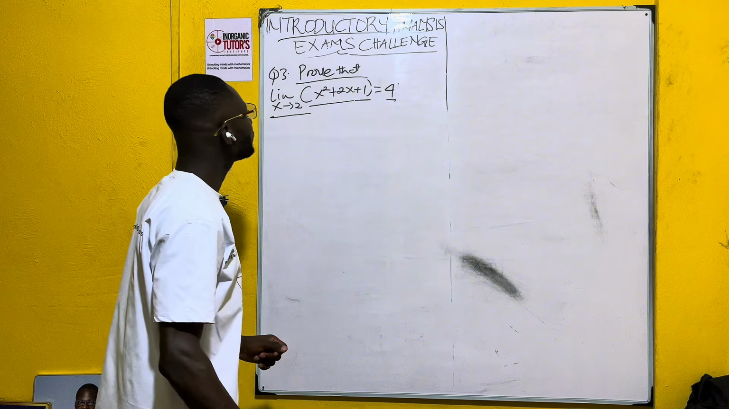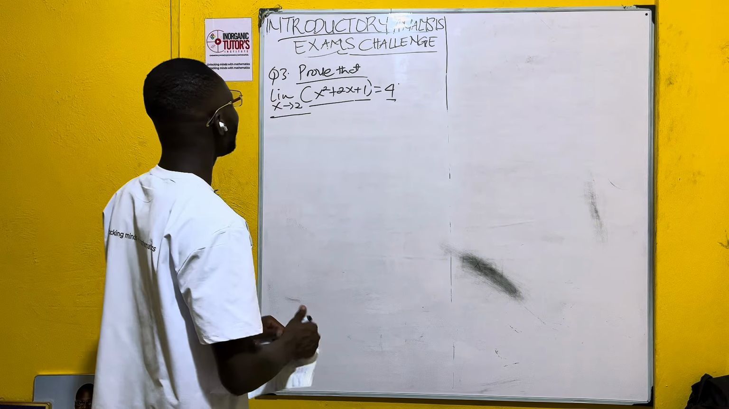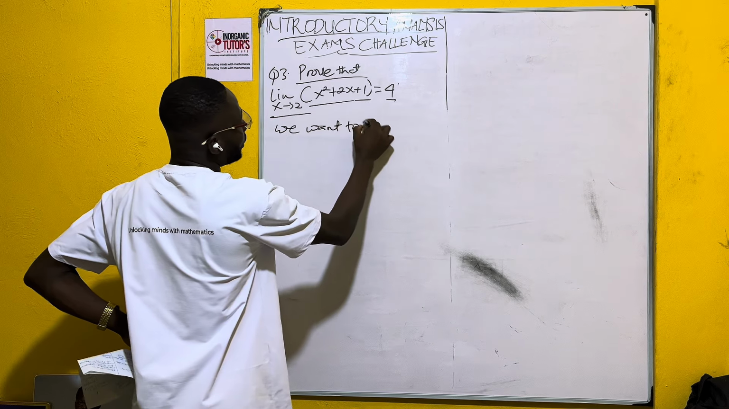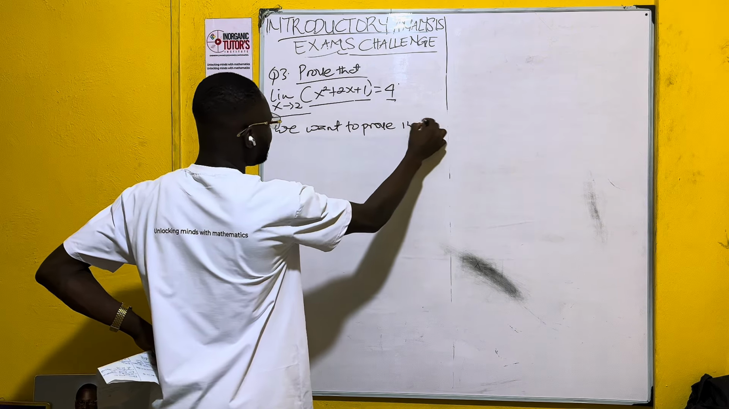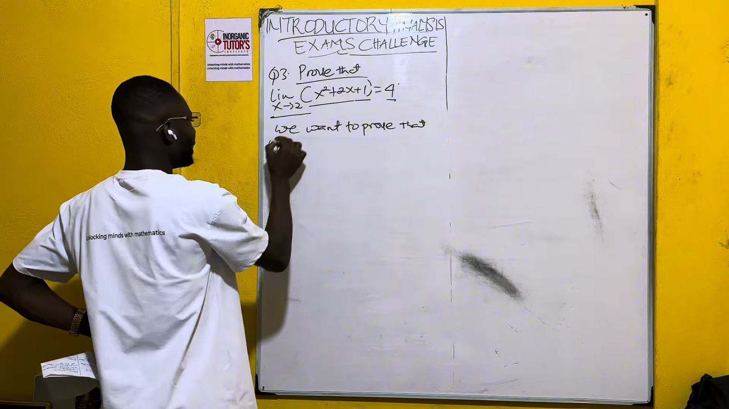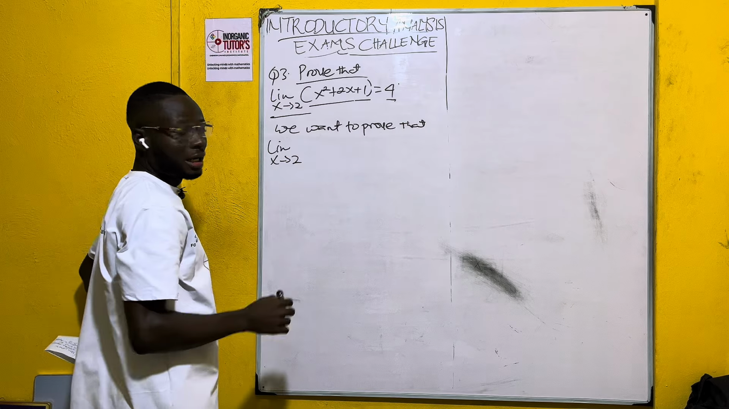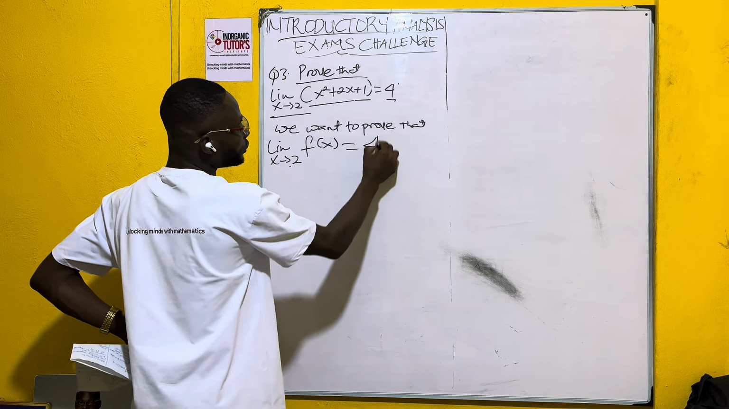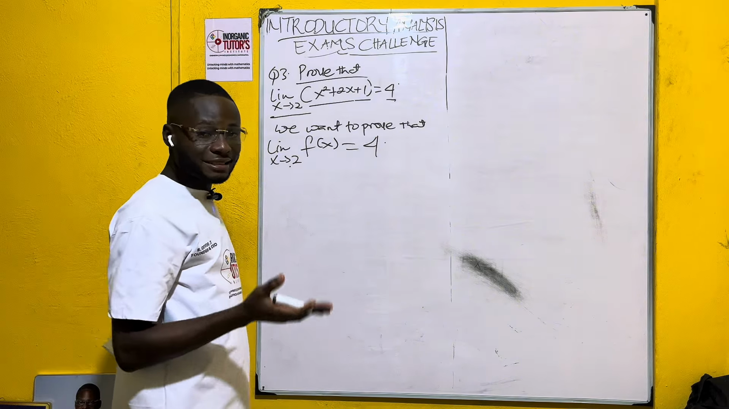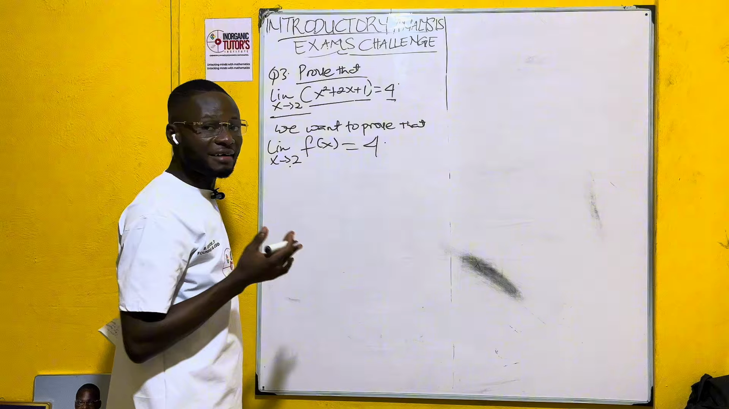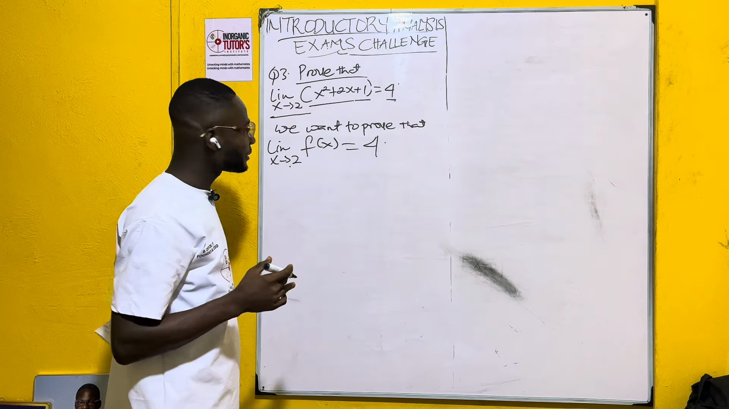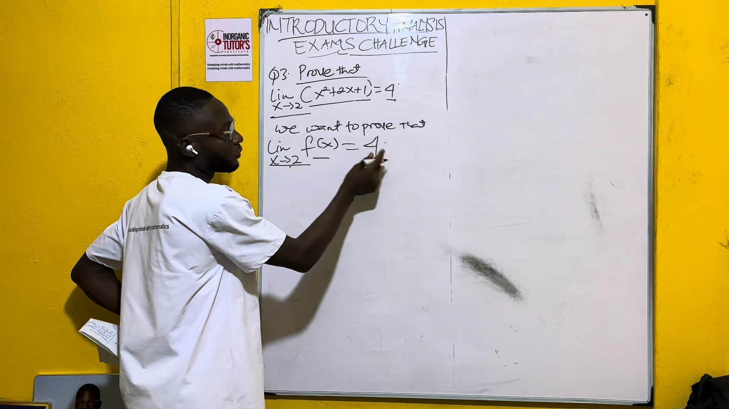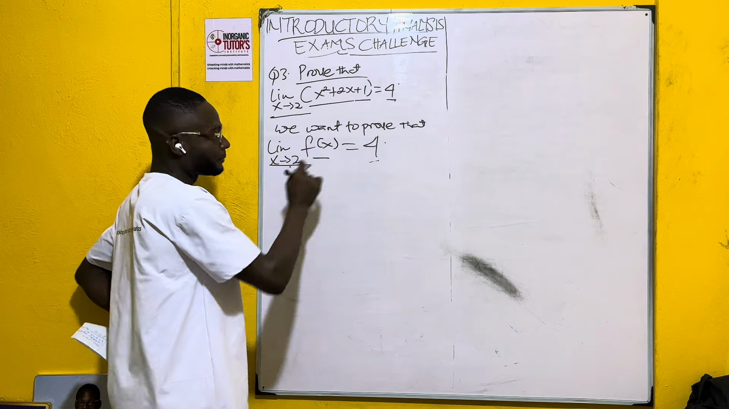So in here, we want to prove that the limit of a function as x approaches 2 is equal to 4. Remember, this is introductory analysis, so each and every step is needed, right? So the limit of a function as x approaches 2 is equal to 4. That is the first step.